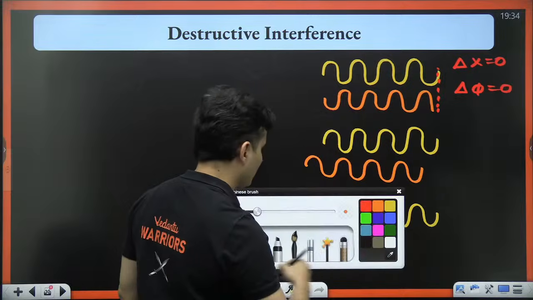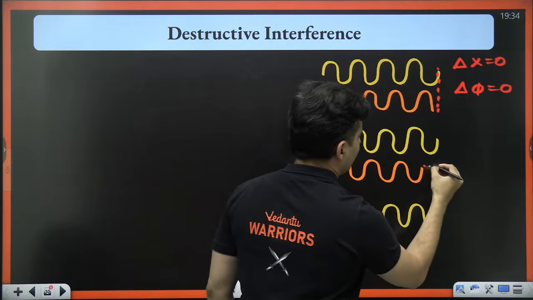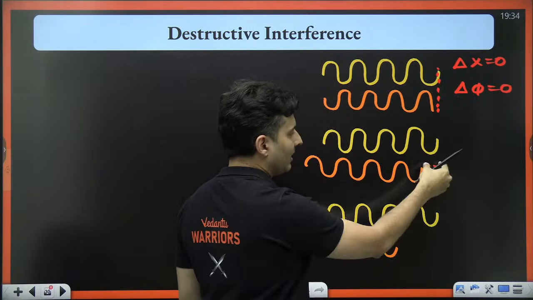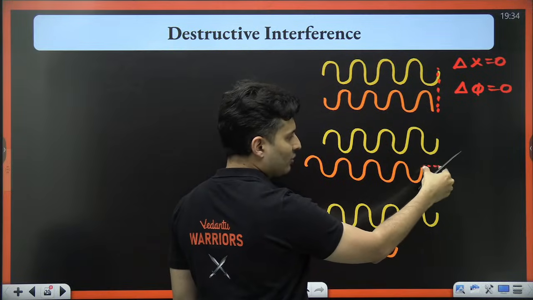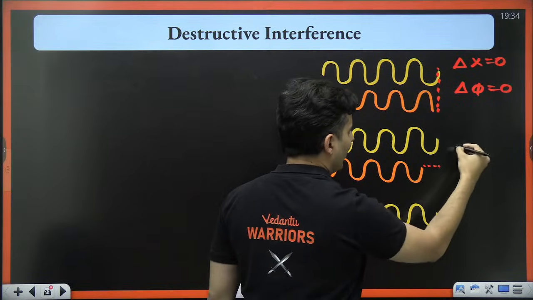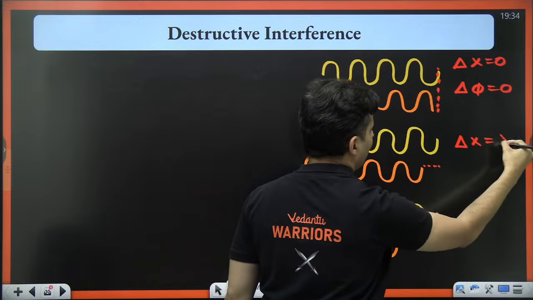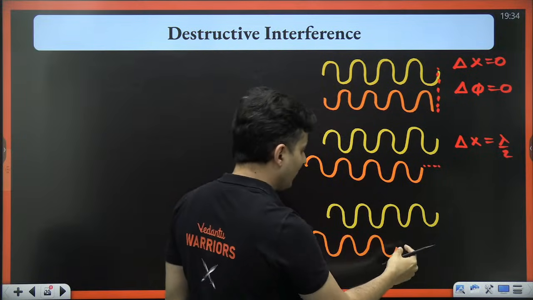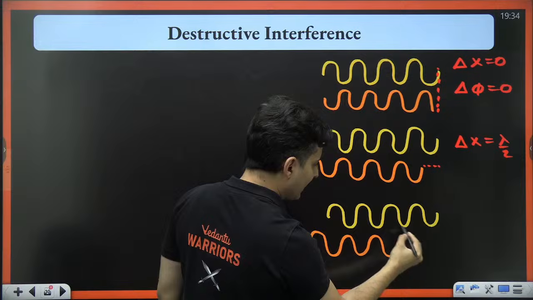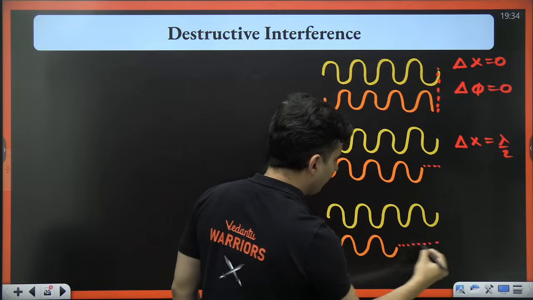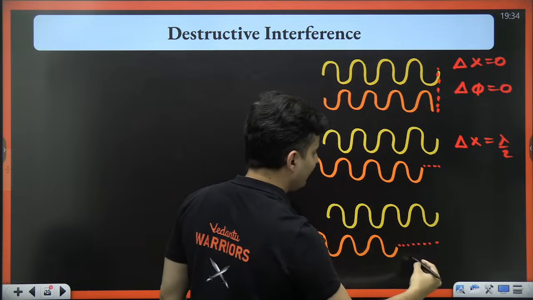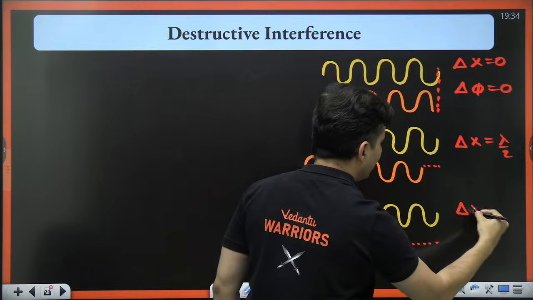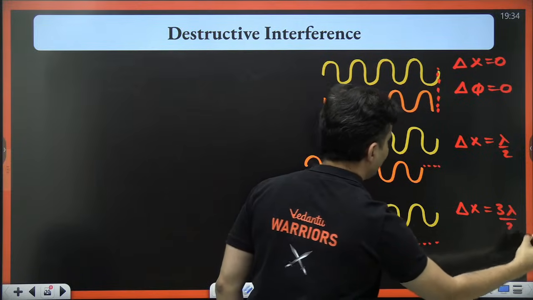Okay, I think that's good enough. See over here, what's the difference between them? This is one wave, this is one half of a wave. So I think the path difference is lambda by 2. Observe over here, one complete wave and half a wave is there. So over here, delta x is basically 3 lambda by 2.